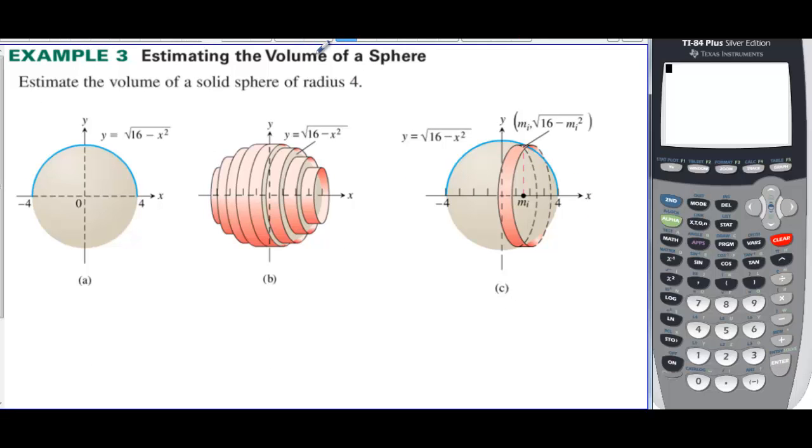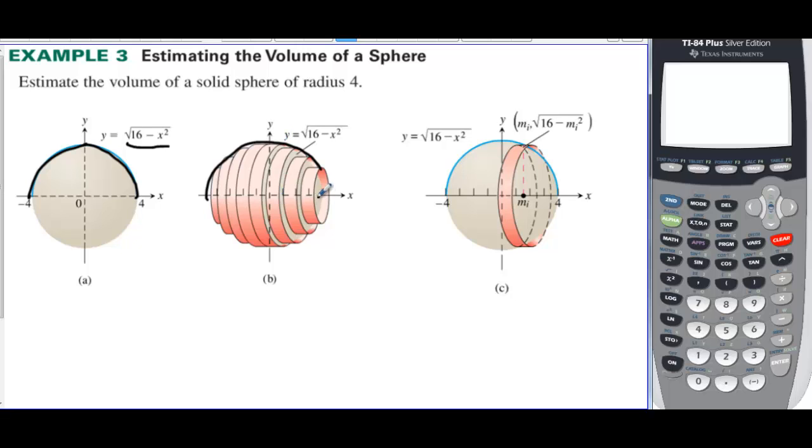Example 3, estimating the volume of a sphere. Estimate the volume of a solid sphere of radius 4. Let's start out with a circle, and notice how we have this top curve here and the other half of the circle. And the equation of that circle is the square root of 16 minus x squared. Now think about a sphere and cutting that sphere into 1, 2, 3, 4, 5, 6, 7, 8 cylinders. Now of course when we draw the sphere, there's going to be some volume that is missing. So this is going to be an underestimate.